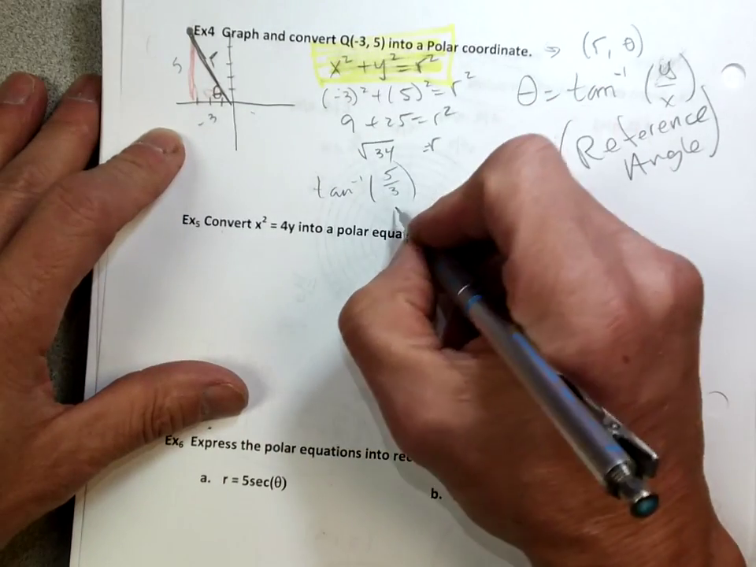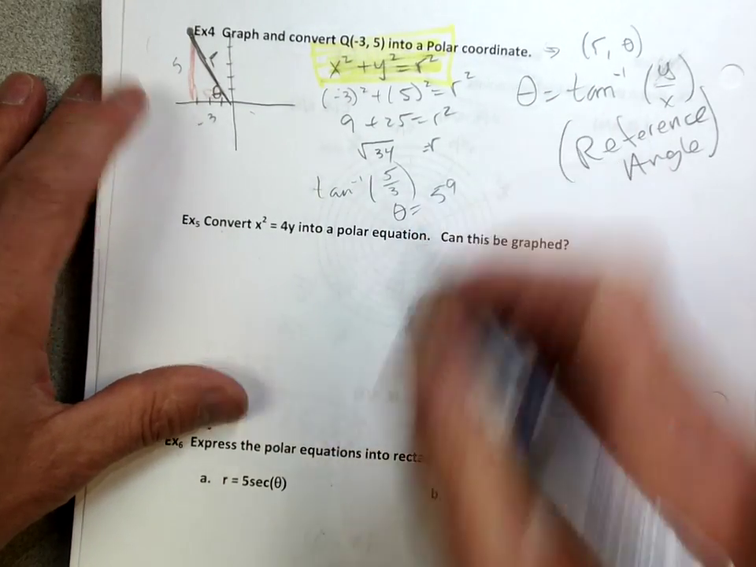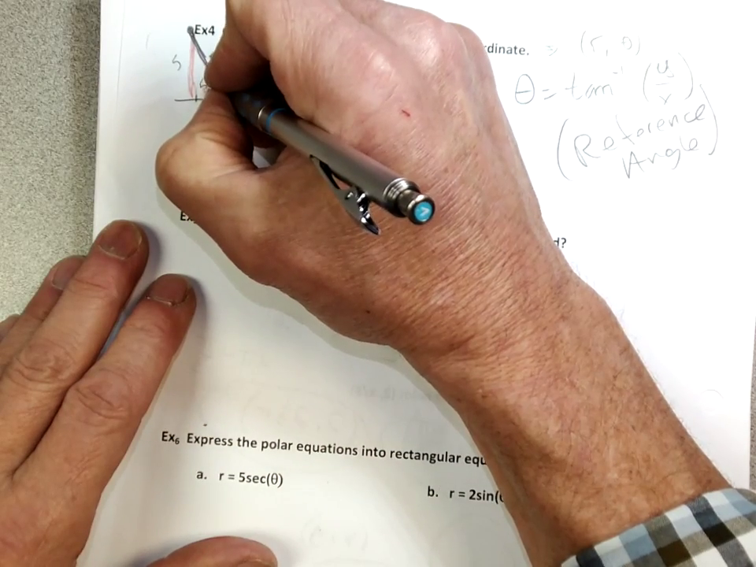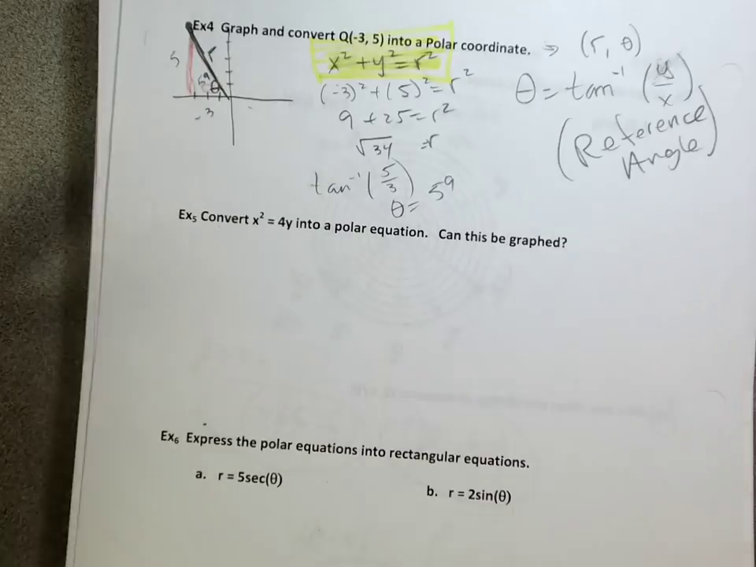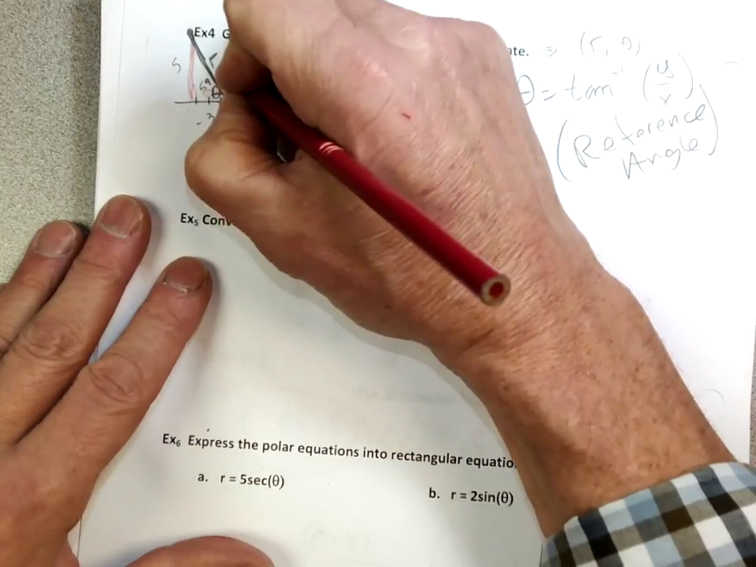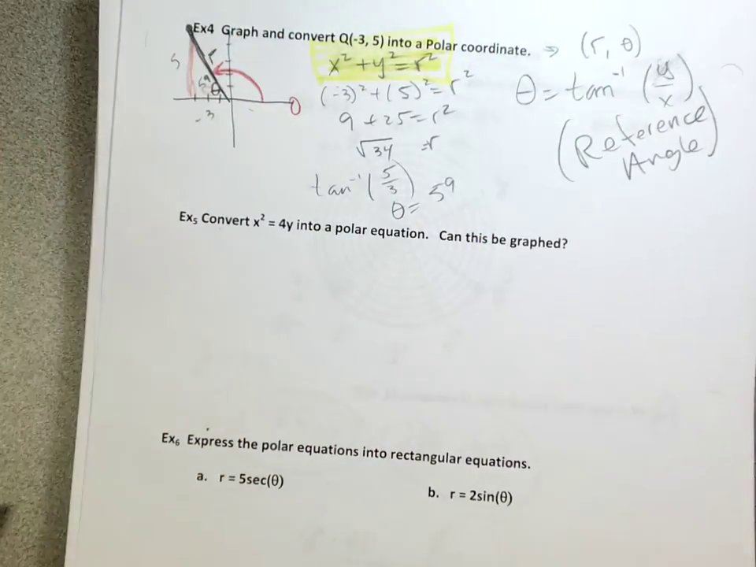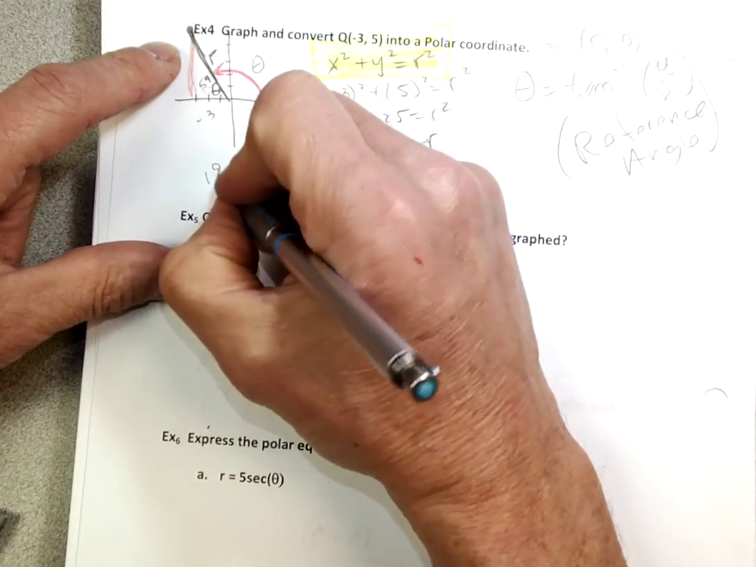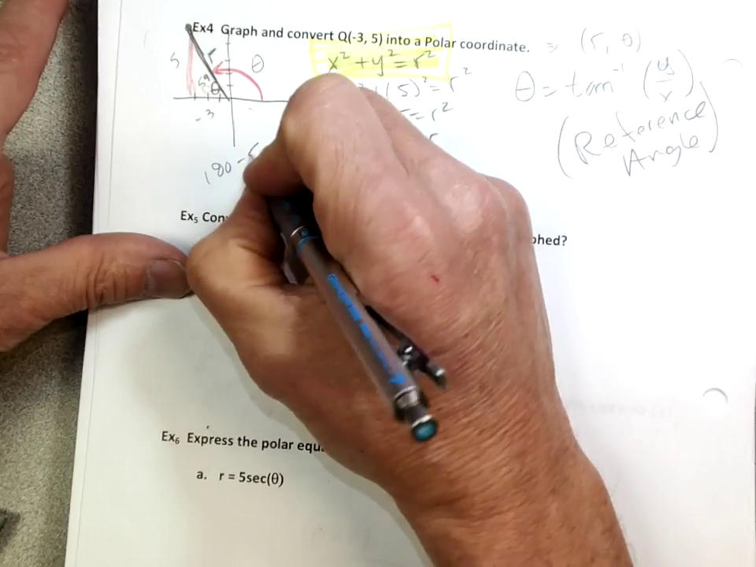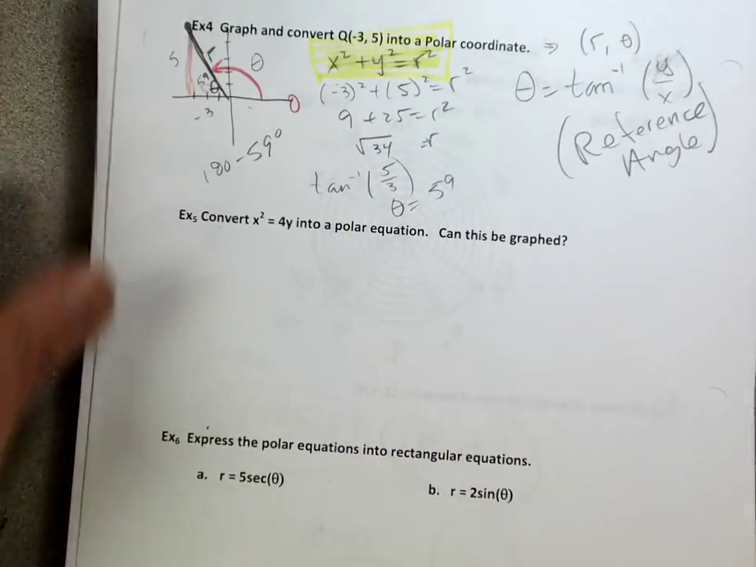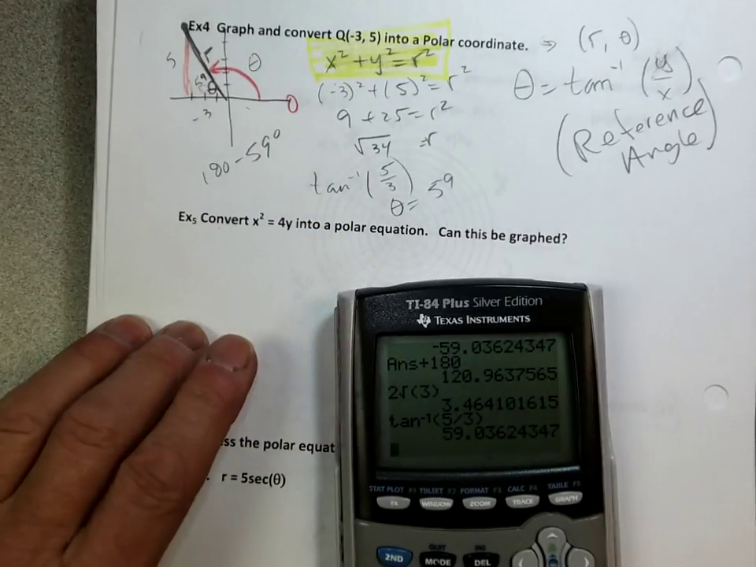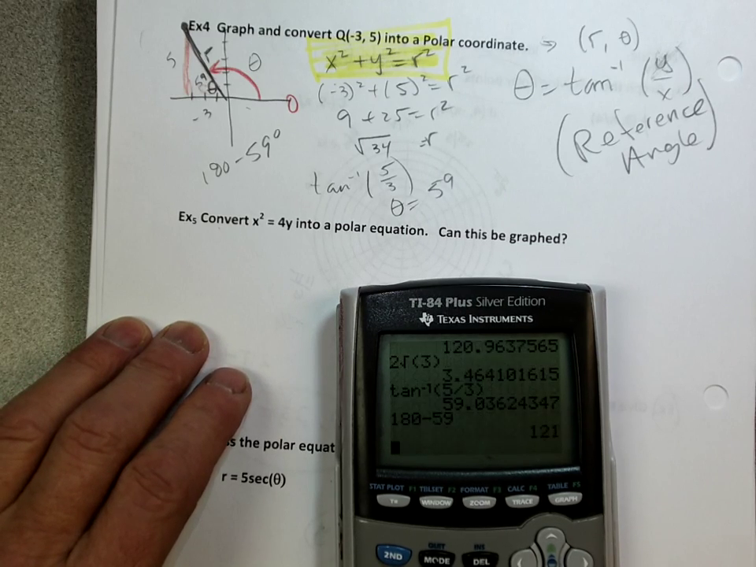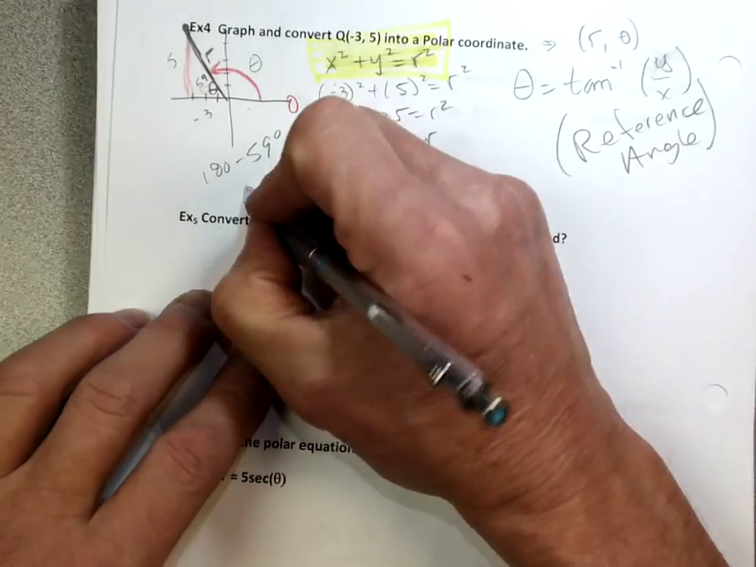So that means theta is 59, but we all know that that is this angle here. We don't want that. What we really want is this angle here, because we need it from the 0. To get that angle, what we really want is 180 degrees minus my 59 degrees. So 180 minus 59 is 121, so theta is 121.